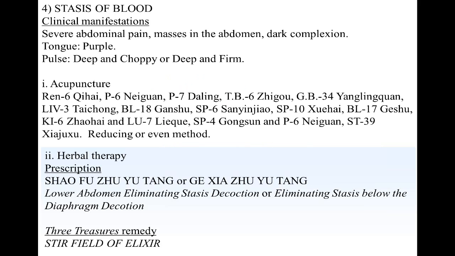The next pattern is blood stasis. Not that common. Blood stasis would be a complication or a chronic result of Qi stagnation. And you would mostly see it more in middle-aged people, not so much in young people. Not that common as a cause of digestive problems.